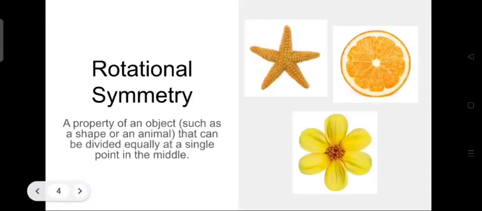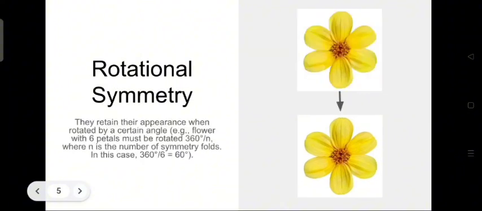Rotational symmetry is a property of an object, such as a shape or an animal, that can be equally divided at a single point in the middle. The images to the right are great examples of rotational symmetry, which is also interchangeably called radial symmetry. They retain their appearance when rotated by a certain angle.